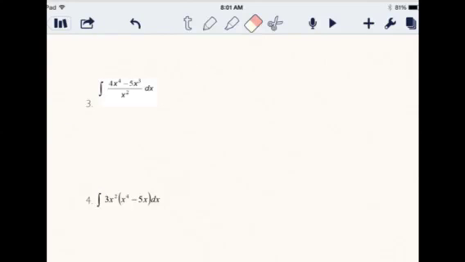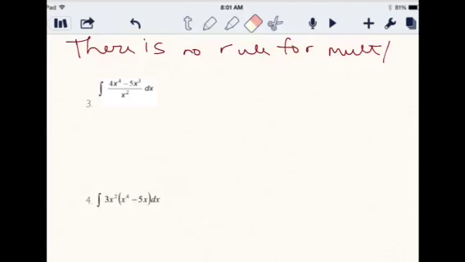Two more examples, and these are the hard ones. There is no rule for multiplication or division in integration. That looks like an S. Let me try to write that better. It's supposed to be an integral sign. Oh no. Which means your only option here is algebra.